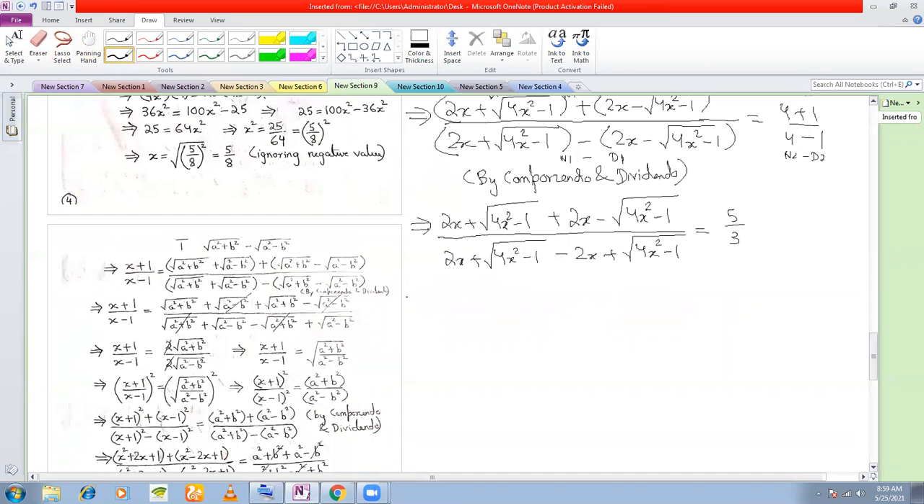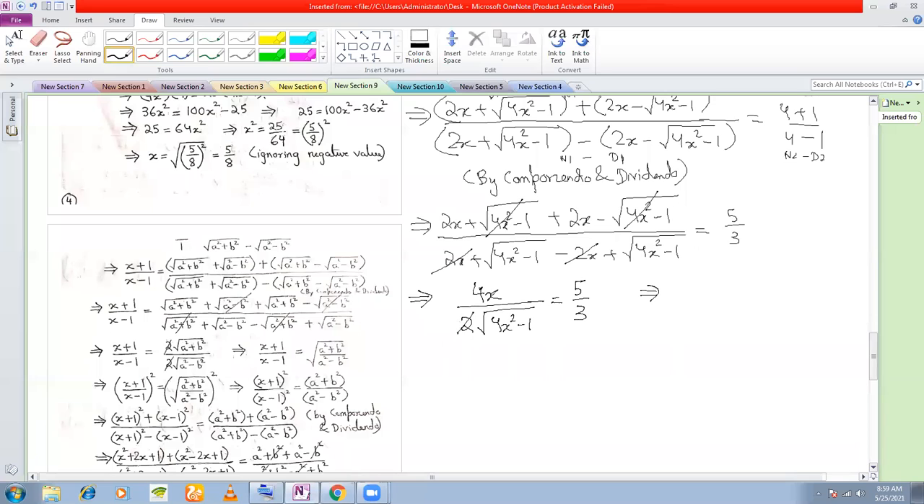On the left hand side, now we cancel in the numerator and denominator. We cancel what can be cancelled. So here, these two cancel off. And here, plus 2x and minus 2x cancel off. So in the numerator, you are only left with 4x. And in the denominator, you are left with 2 root 4x square minus 1 is equal to 5 by 3.